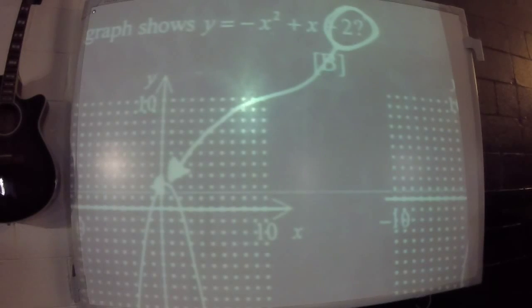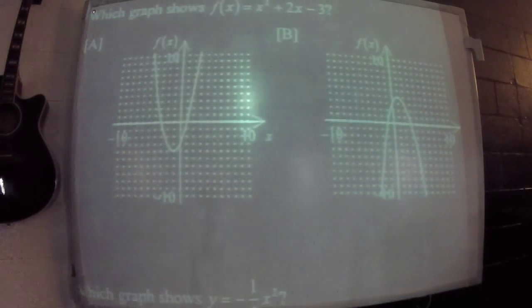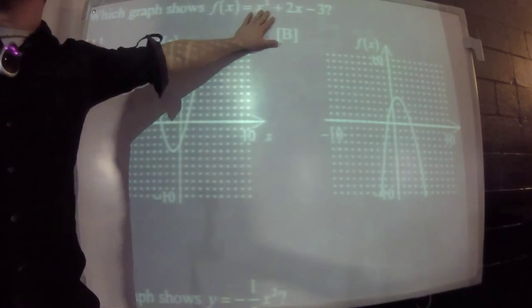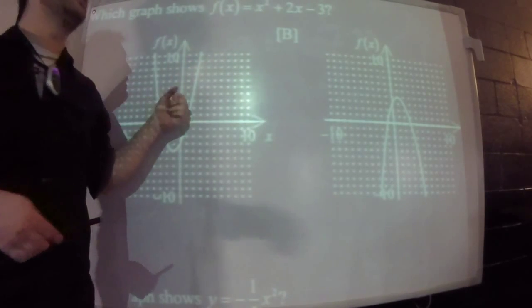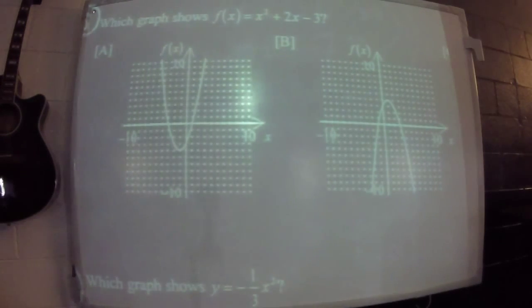All right, now let's look at the next one. I'm going to go ahead and go down. The next one, without even graphing it, look, is your x squared positive or negative? Positive. So what should you expect? It's going to go up, opening up as in A or C. Let's go ahead and graph it.